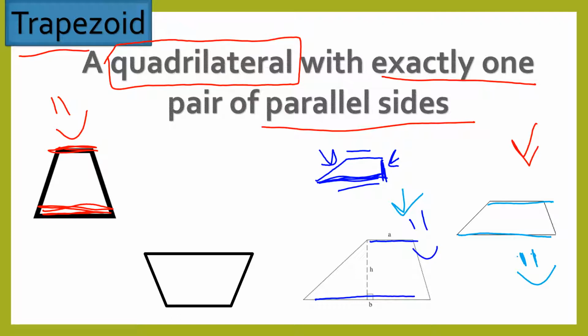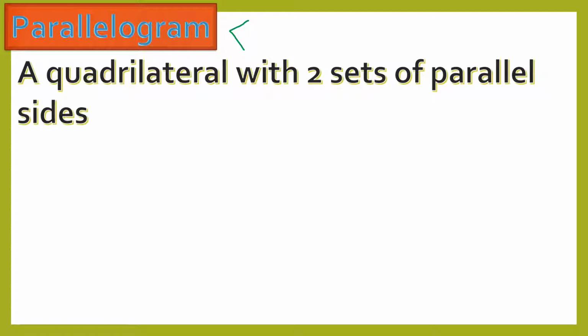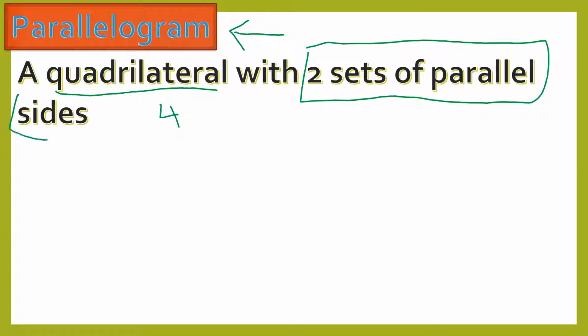Last, is that a trapezoid? Just because you turn it upside down does not mean that these sides are not parallel. They are parallel. You are a trapezoid. Next term, parallelogram. Parallelogram. Like 5 syllables? My goodness. A parallelogram is a quadrilateral. It means it has 4 sides and 4 angles. It's a quadrilateral with, pay attention, write this down, 2 sets of parallel sides.